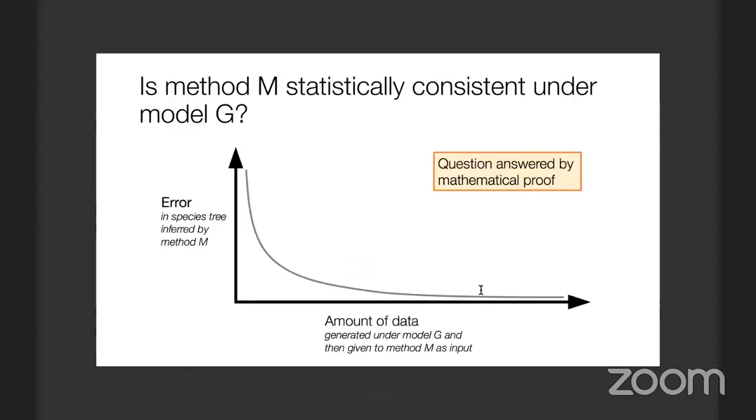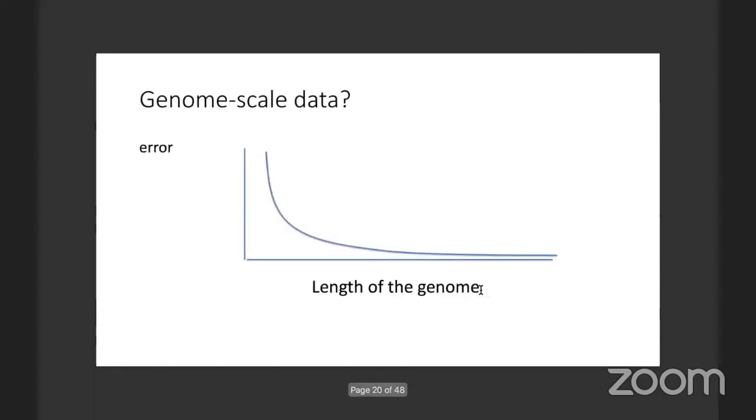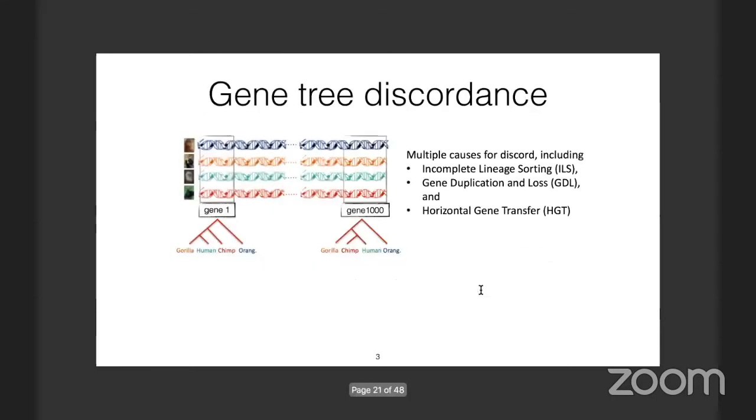Okay, so back to this: is a method statistically consistent under the model? There are statistically consistent methods such as maximum likelihood solved exactly. But how much data do you need? Maybe you need genome scale data. So, oh good, we have genome scale data now. So let's take genome scale data. Guess what? Got a problem.